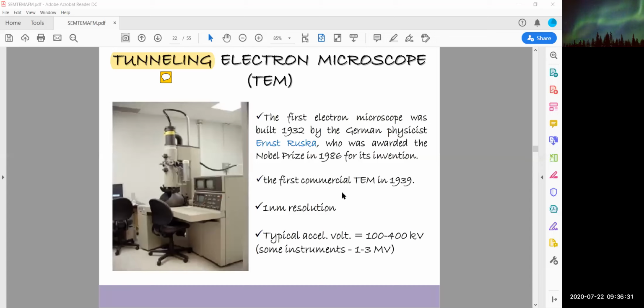Okay, the first commercial TEM was available in 1939, and the resolution was about 1 nanometer. It could see up to 1 nanometer, and the typical acceleration voltage was 100 to 400 kV. 100 to 400 kilovolts was the accelerating voltage in this transmission electron microscope. And in some TEM instruments, the accelerating voltage exceeds to 1 to 3 megavolts. So it's much higher than kVs, 1 to 3 megavolts.